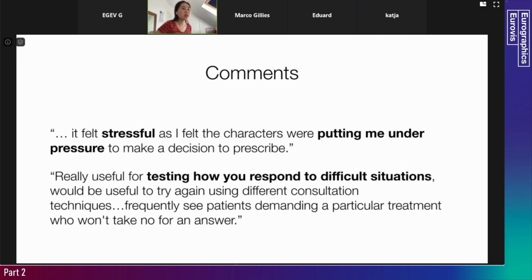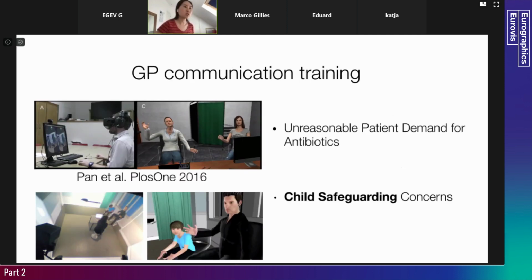Frequently see patients demanding a particular treatment who won't take no for an answer. So the medical doctors really, really appreciate what we've done. We actually had other people approaching us who wanted to do a similar study, and that's why we have done our second study, which is on child safeguarding.